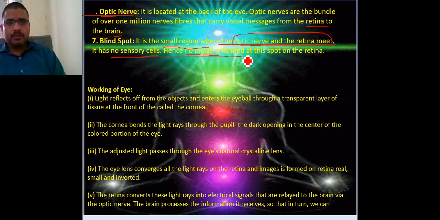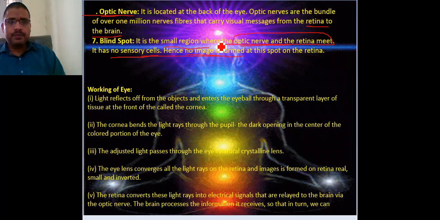So it is a very sensitive part of the eye. Now it is all about the different parts of the eye, and what are the different functions performed by these parts of the eye. Now it is all about the human eye structure and their function. Now, how does the human eye work?